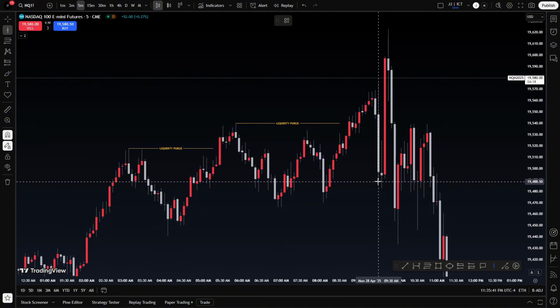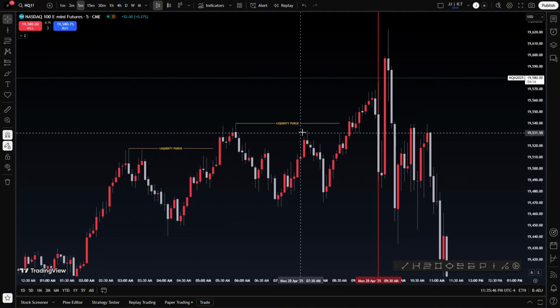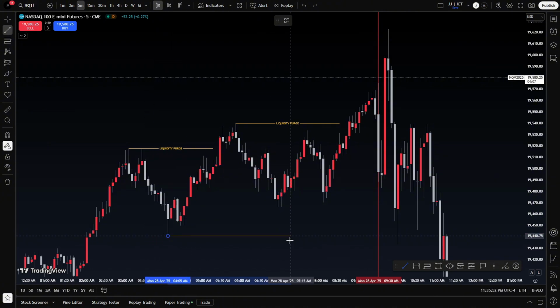This is 930 right here. This right here, that red line is 930, okay? As price is purging buy side, what is it doing also? Where's my drawing tool? Okay, here it is. It is also creating sell side.